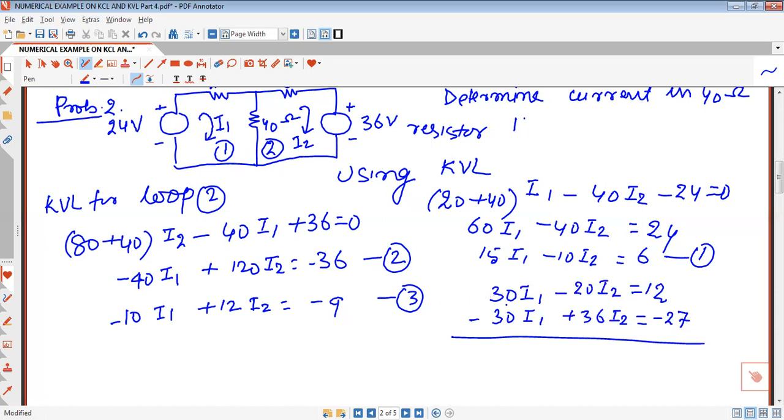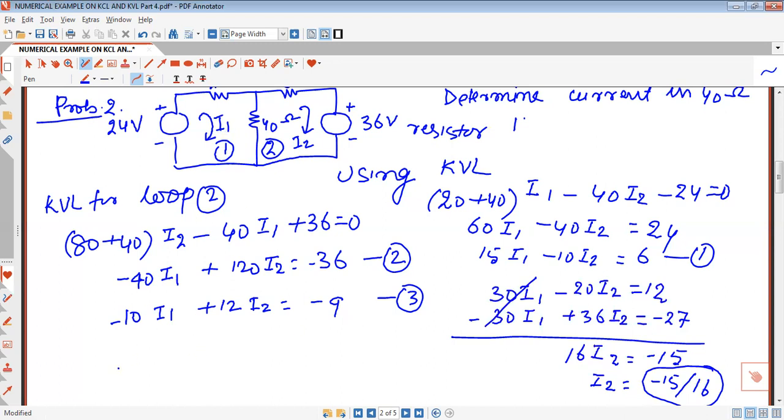So just adding this, it will cancel out, and it will come here: 16 I2 equal to, from here it is 5 and 1 minus 15. So I2 we will get here as minus 15 by 16, and this value of I2 we can put in any equation and we will get the value of I1. So using this relation we can find the values of current I1 and I2, and in this question it is asked to find the current in the 40 ohm resistor.